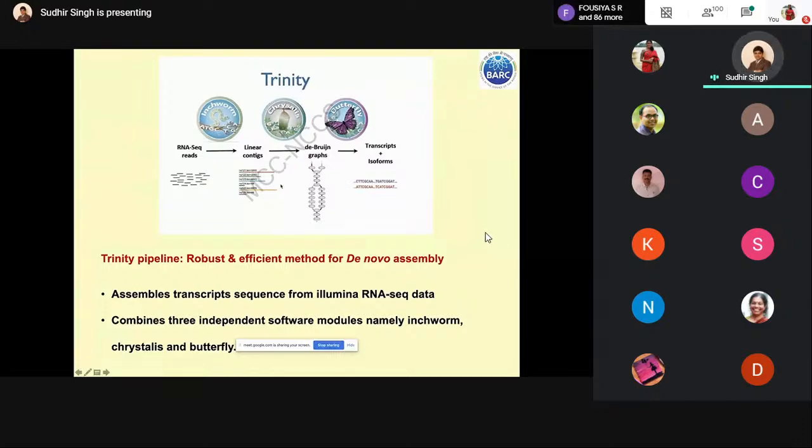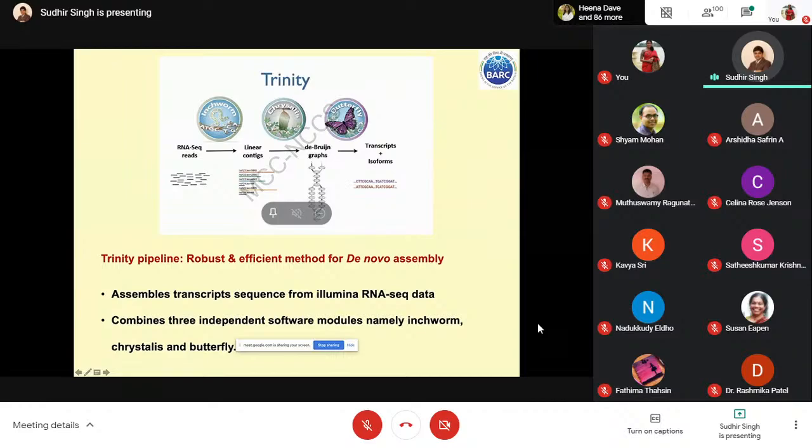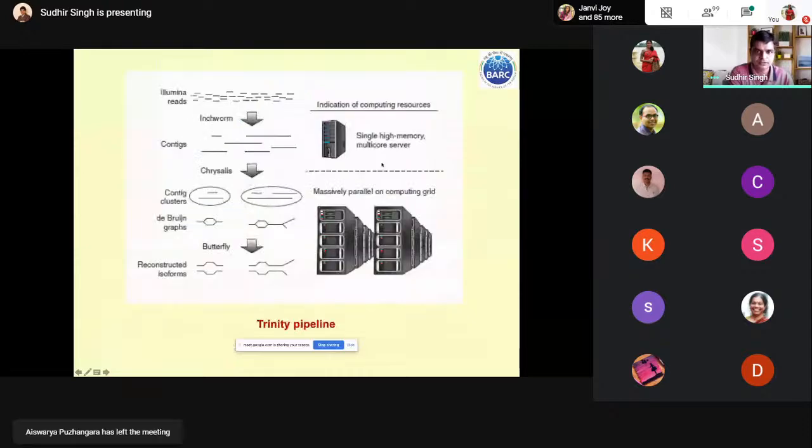And after that, with these contigs, you try to fill in the gaps and form what we call the de Bruijn graphs. That involves a lot of biostatistics, many cutoffs. And then you compare the samples, like the one which has very low CPT and the one which has high CPT. Those transcripts you compare for the fold change, the isoforms, and so on. And it involves a lot of hardware requirement.